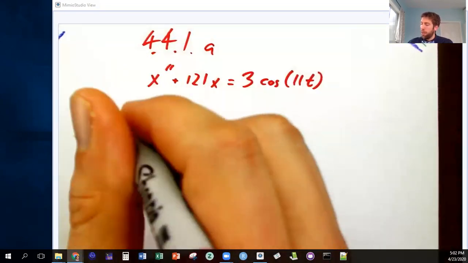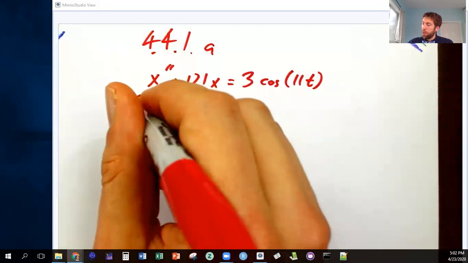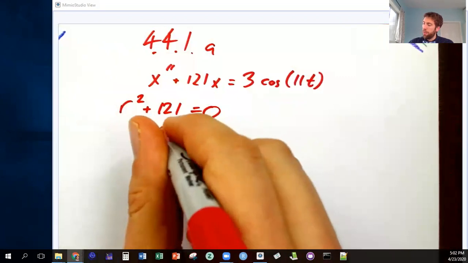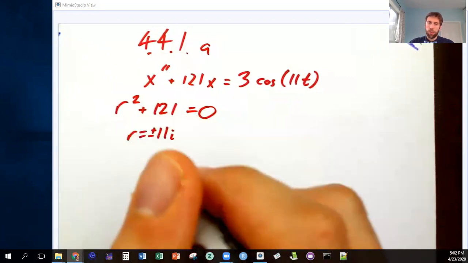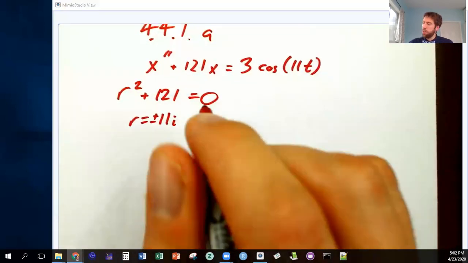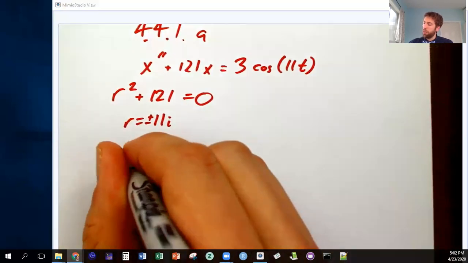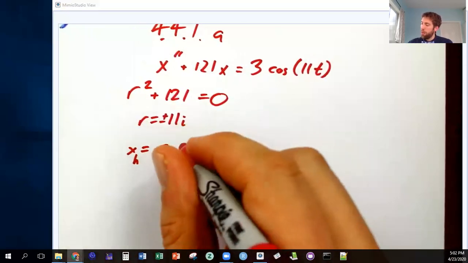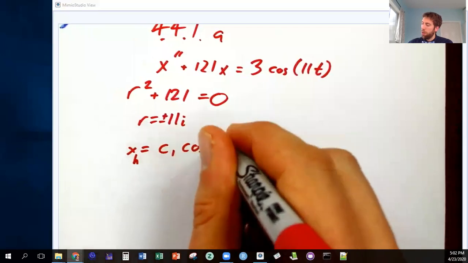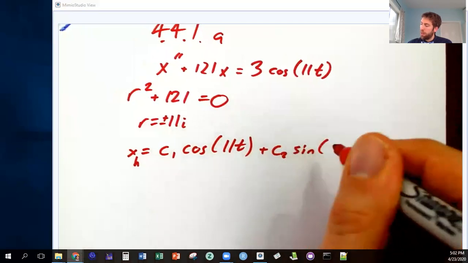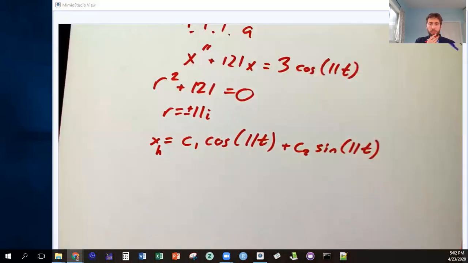So here my characteristic equation is r squared plus 121 equals 0. So r equals plus or minus 11i. I'll get the negative, of course. And so that means we have x equals the homogeneous equation solution, which is c1 cosine of 11t plus c2 sine of 11t. Okay? And then we want to find a particular solution.